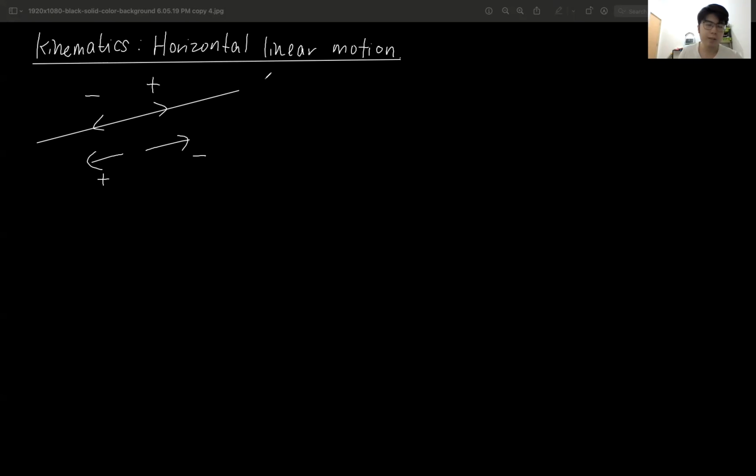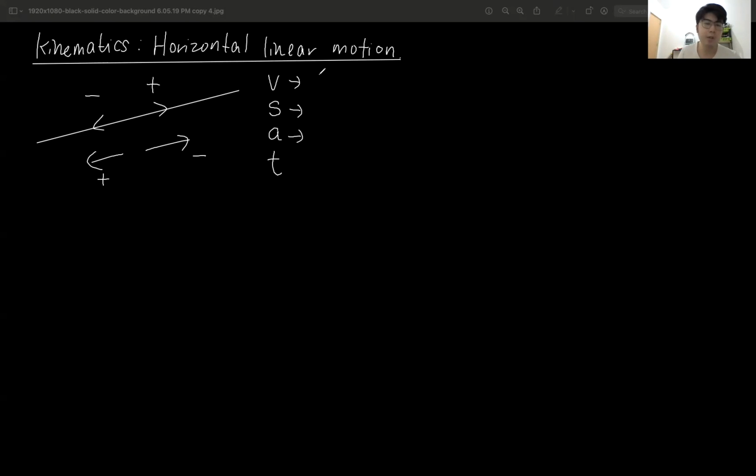So velocity. So far we have learned velocity, displacement, acceleration, and time. The four quantities. Which one is the scalar? Which one is the vector? Vector is the velocity and displacement and the acceleration. These three are the vectors.